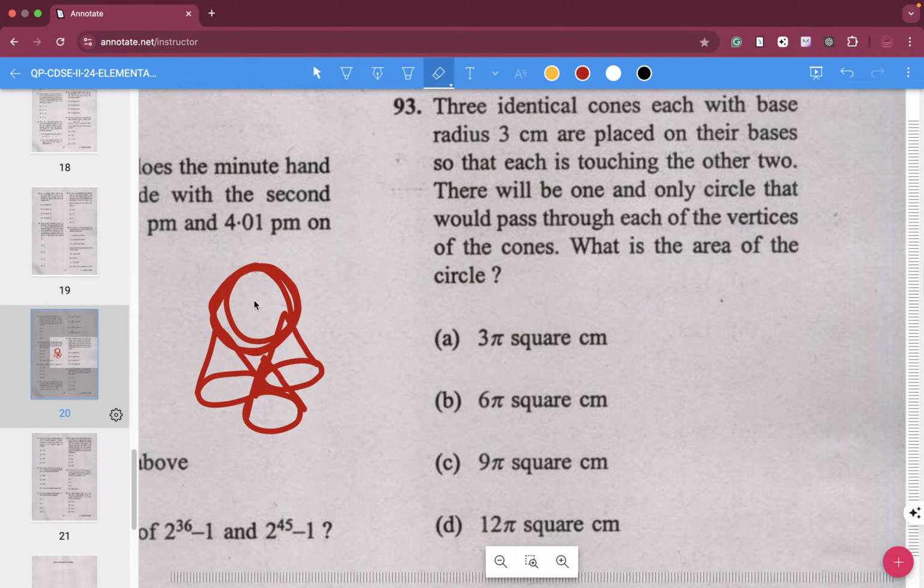This was the diagram in 3D. Let it be. Can I draw it in 2D? If you look at it from the top, this is the base of the cone.